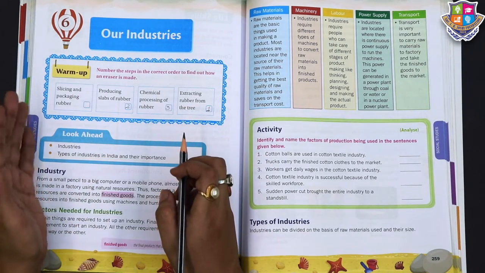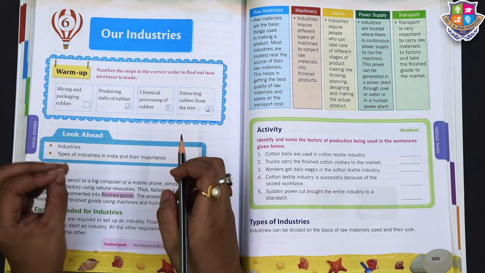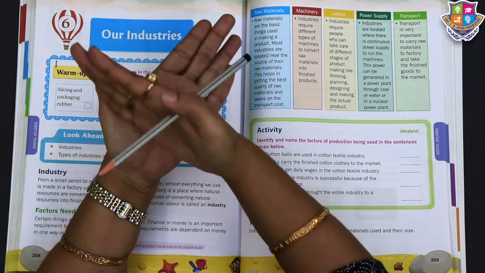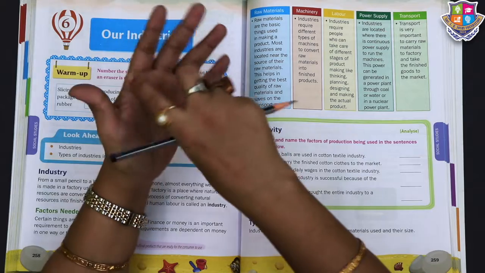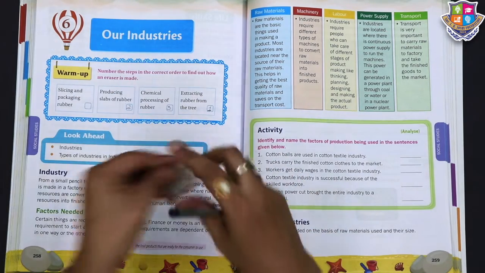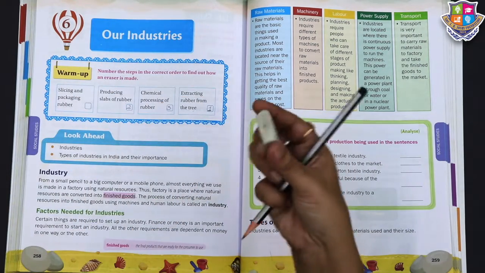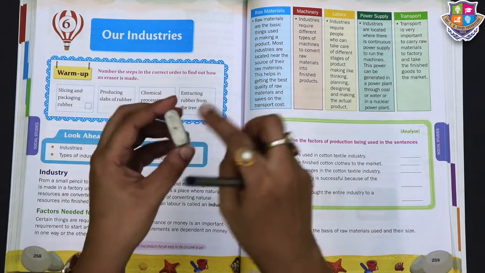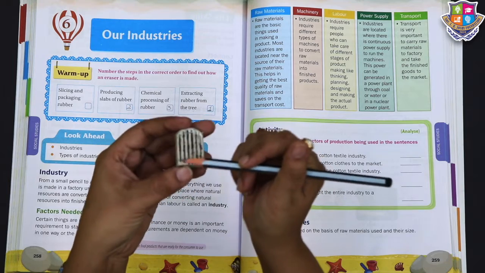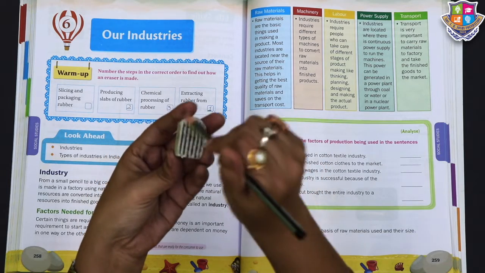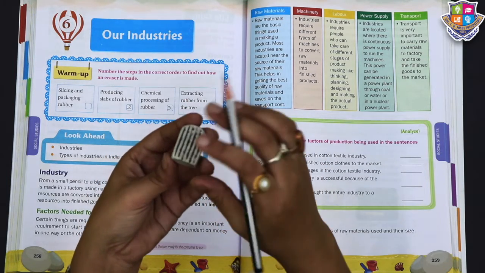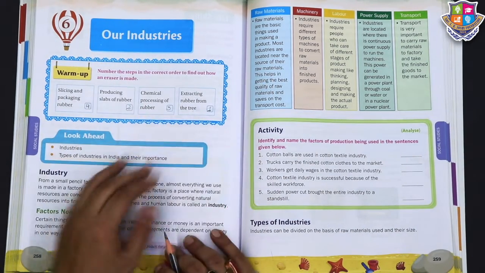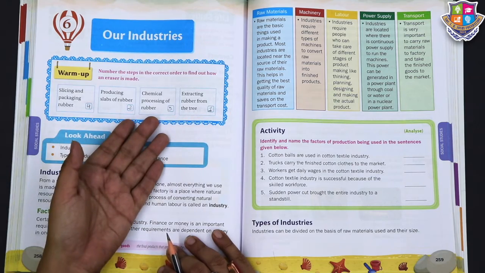Then at last only slicing and packing of rubber will be done. It will slice with the help of a machine. It will slice the rubber and then the packing of rubber will be done. So see, I have a rubber with me. I know my rubber looks very dirty, but this is a rubber. It comes in a good packing, isn't it? The slices are done with machines, and after that they pack the rubber, then they sell it in the market. So this is number 4. So this is the process of a rubber eraser.